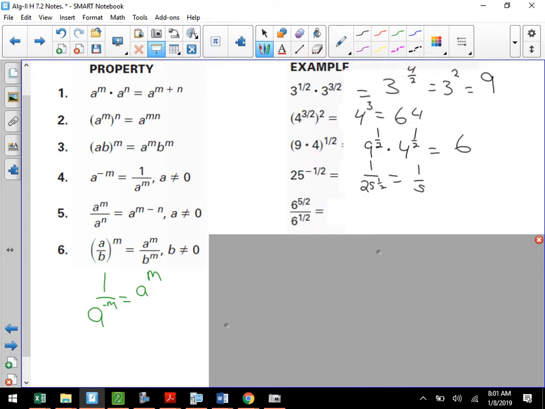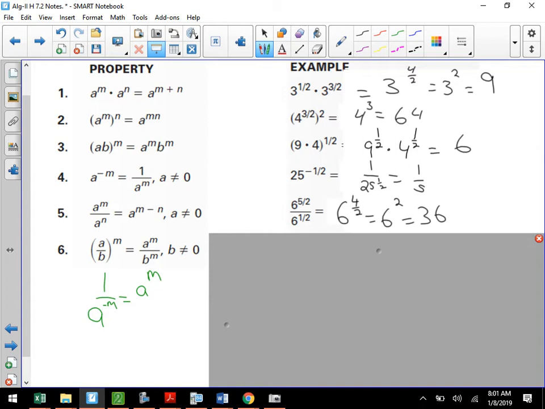Playing war is where things get a little interesting. And this is where common denominators will come into play. Obviously, in this first example, it's 6 to the 5/2 over 6 to the 1/2. Who wins? 5/2 or 1/2? 5/2. So what will 5/2 minus 1/2 be? Yeah, 4/2, which is 2. So it becomes 6 to the 4/2.